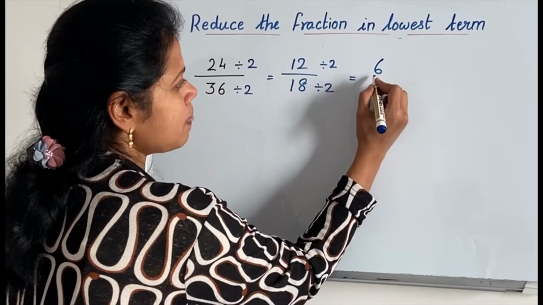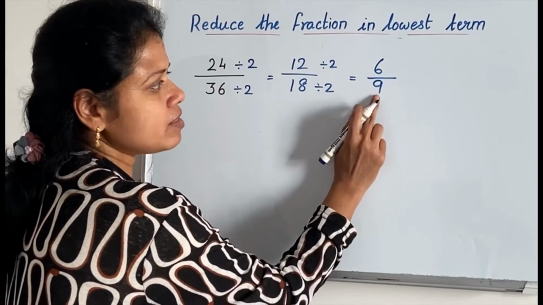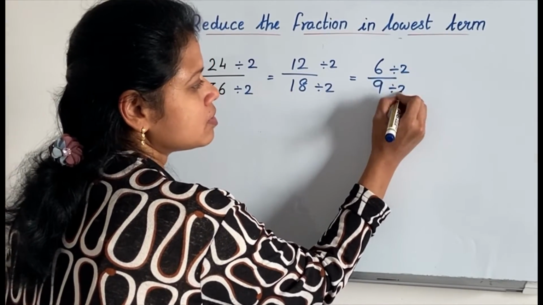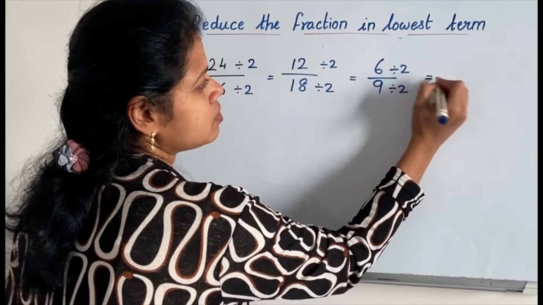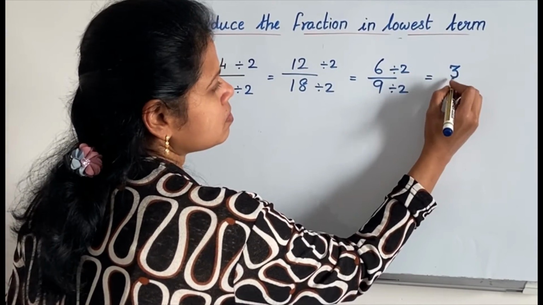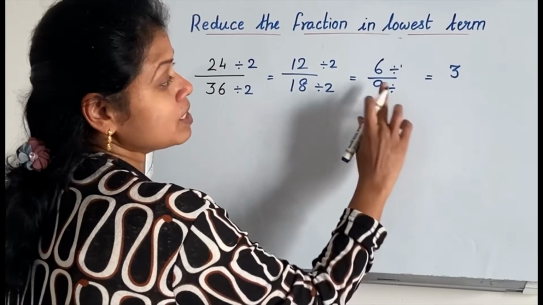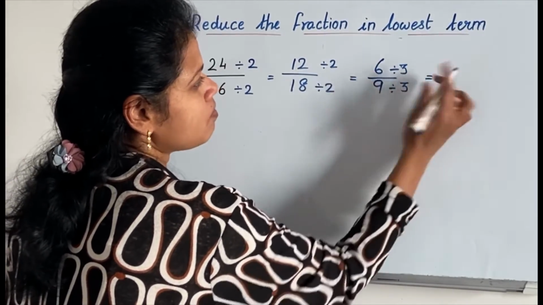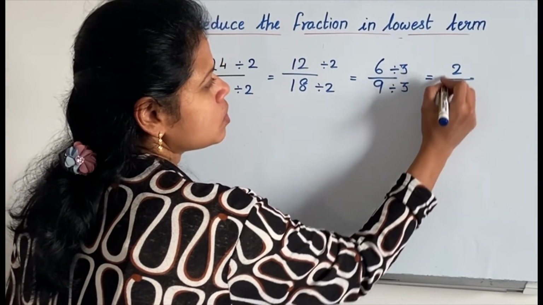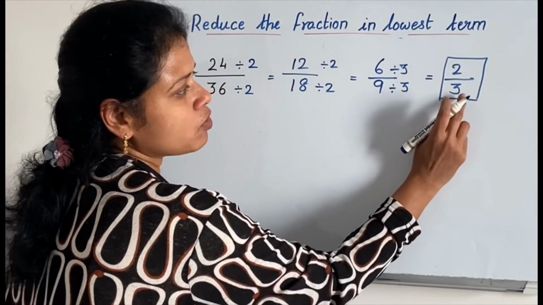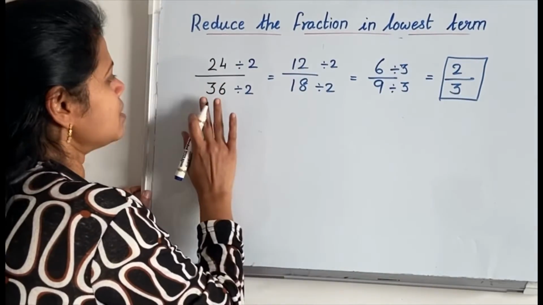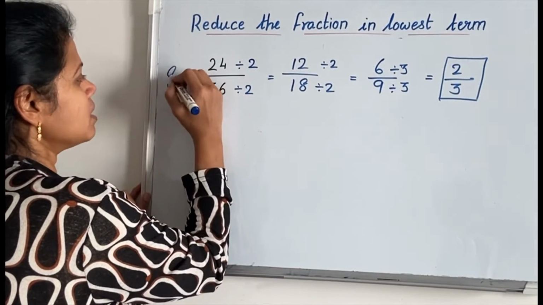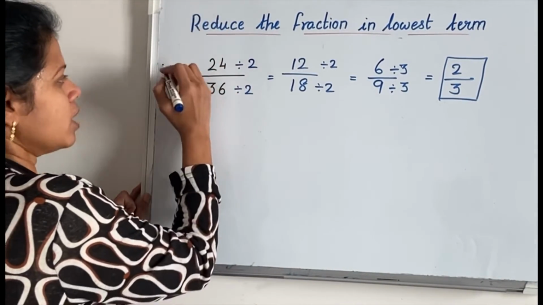It's 6 by 9. Again, this fraction is not in the lowest term, so you have to divide by its common factor. The common factor of 6 and 9 is 3. If you divide 6 by 3 and 9 by 3, you get 2 and 3. Now there is no common factor for the numerator and denominator, so the lowest term of this fraction is 2 by 3. This is method 1.